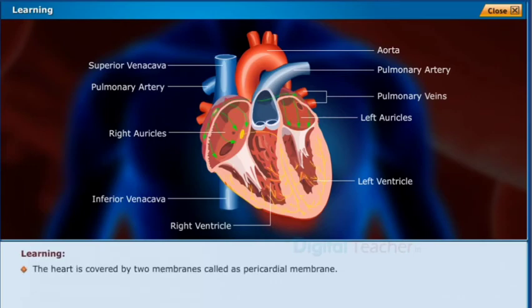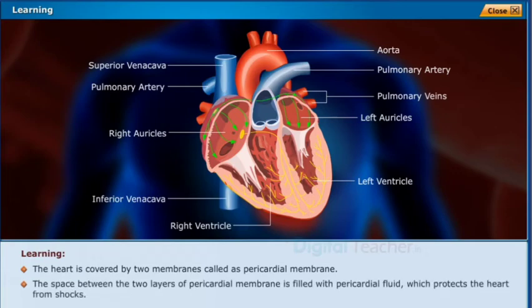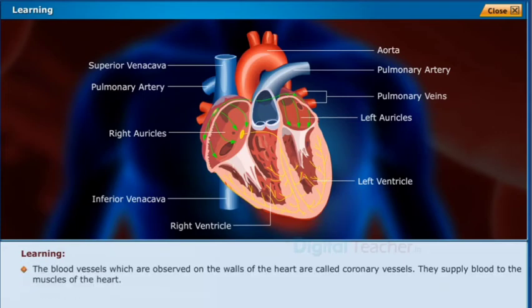The heart is covered by 2 membranes called the pericardial membrane. The space between the 2 layers of pericardial membrane is filled with pericardial fluid, which protects the heart from shocks. The blood vessels which are observed on the walls of the heart are called coronary vessels. They supply blood to the muscles of the heart.